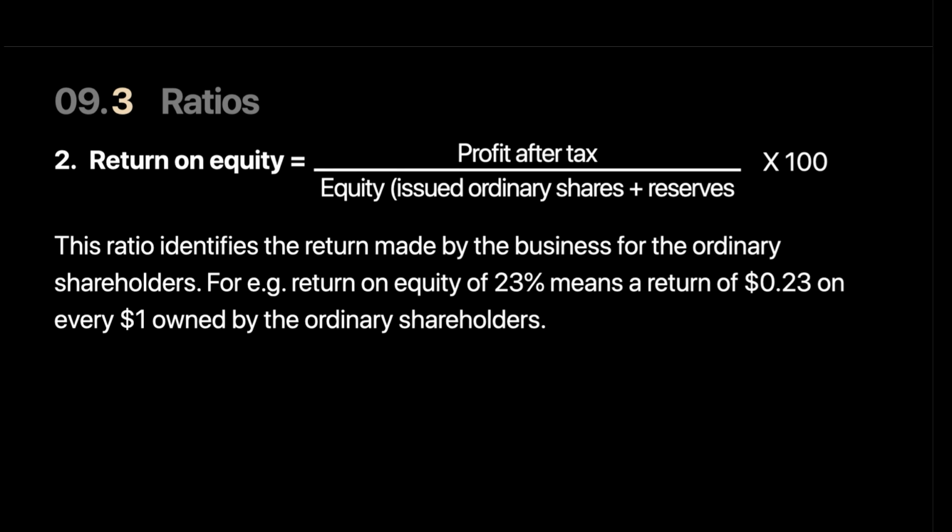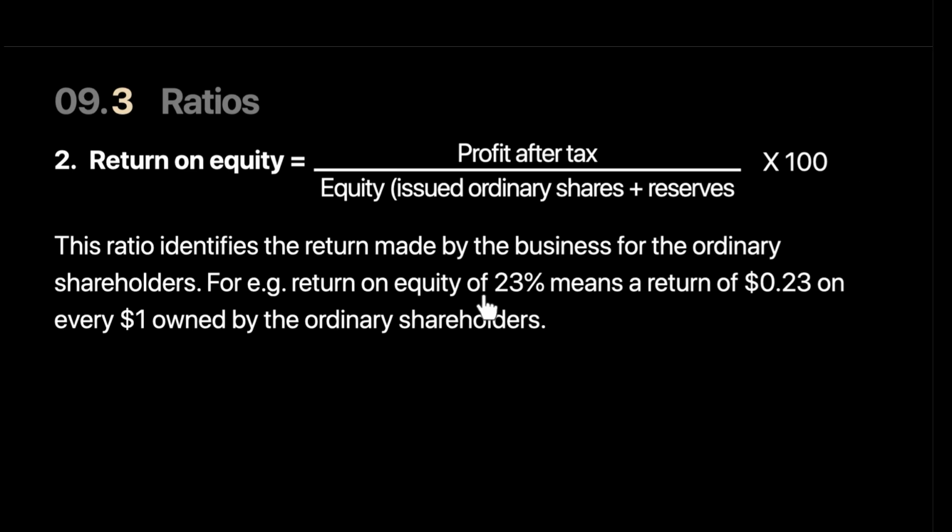Remember, this figure also goes to the statement of changes in equity. So the final profit for the year is divided by the equity amount. Equity amount is defined as ordinary share capital plus reserves, multiplied by 100.